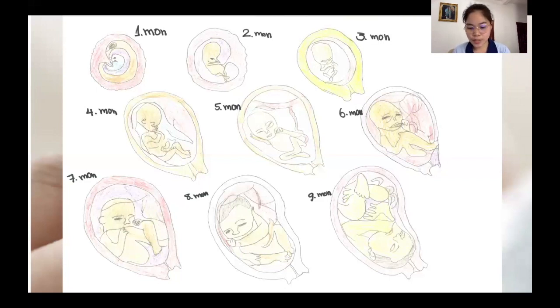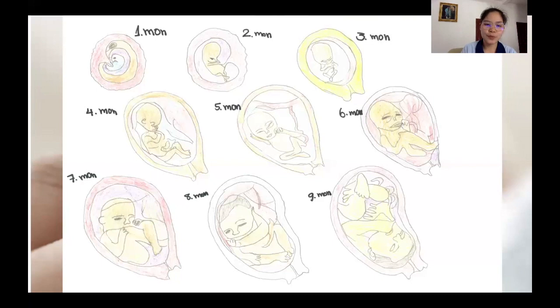At about 6 weeks, the baby's heartbeat is usually detected, and after 8 weeks, your baby is called a fetus instead of an embryo. That is the development of the second month. We can see that the nervous system, the senses, the fingers, the toes, and the eyes start forming.